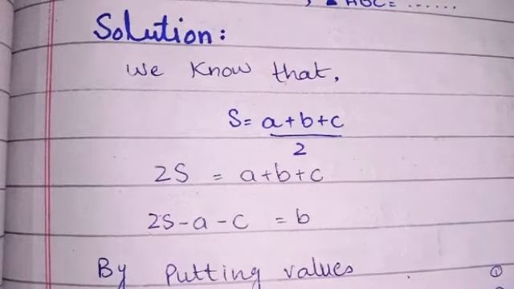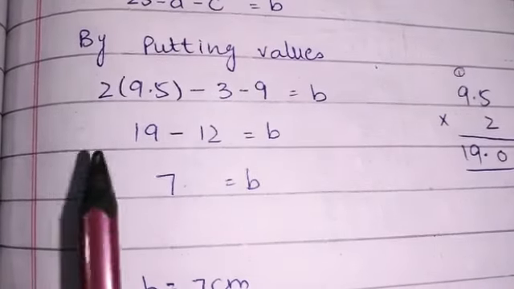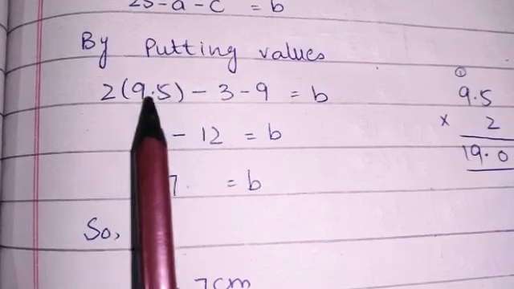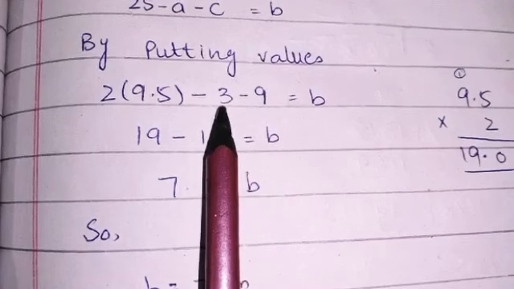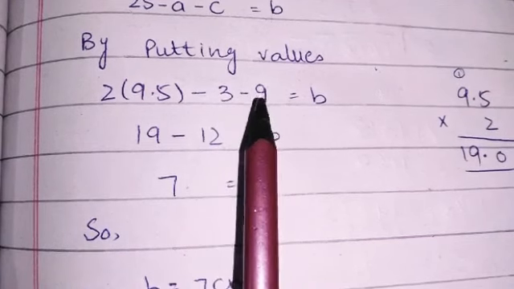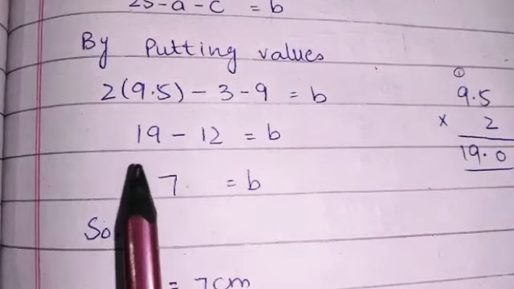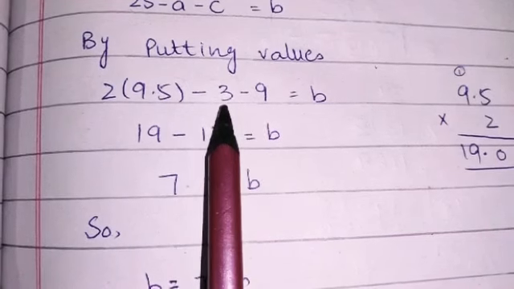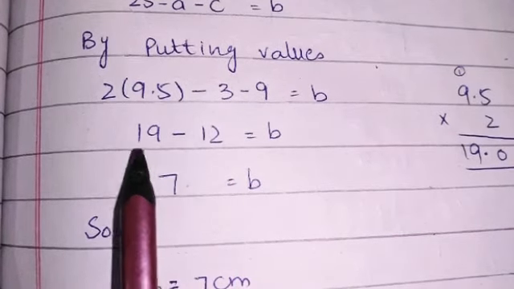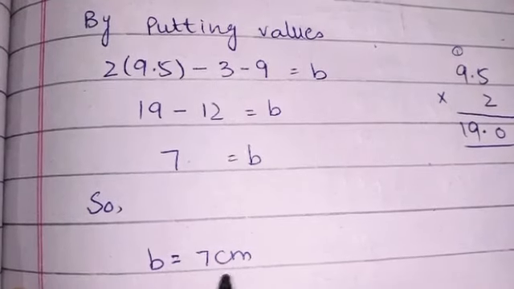Now by putting the values of s, a and c, 2 we will write as it is into 9.5, because the value of s is 9.5, minus 3 minus 9. 3 is the value of a and 9 is the value of c. So 9.5 into 2, we got our answer, which is 19. 19 minus, always plus. Students, 9 plus 3 is 12, but the sign is minus. 19 minus 12, we got 7 is equal to b, so b is equal to 7 centimeter.